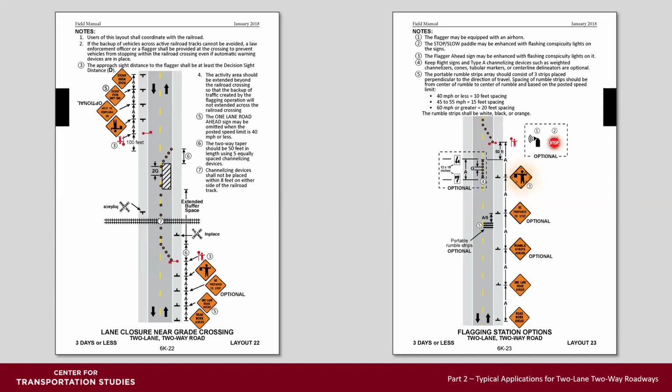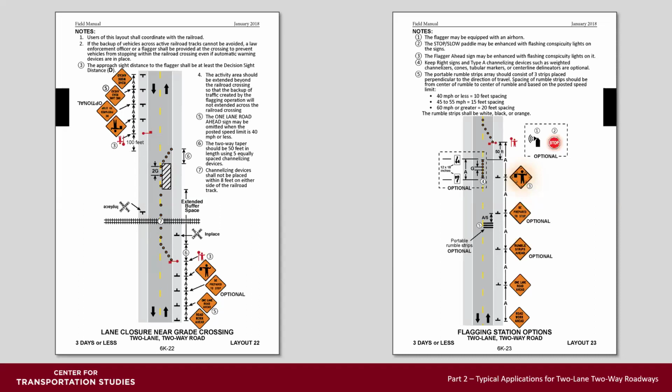Either don't allow that queuing to happen or notify the railroad, or do as this layout shows, close the roadway before the railroad crossing. The railroad may require that they provide a flagger at that location for vehicles that cross the railroad. Be aware of that.